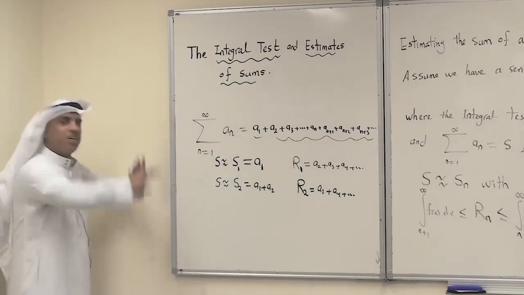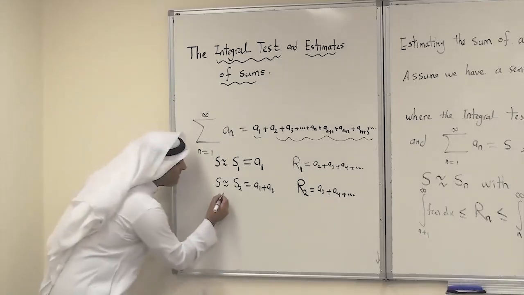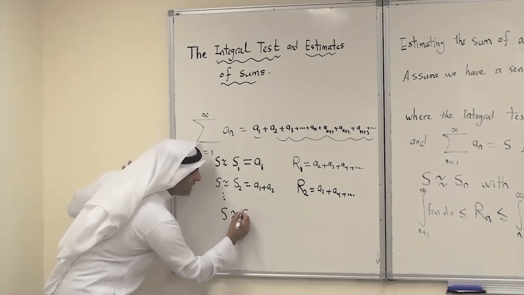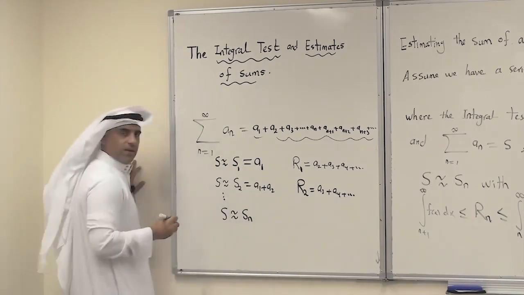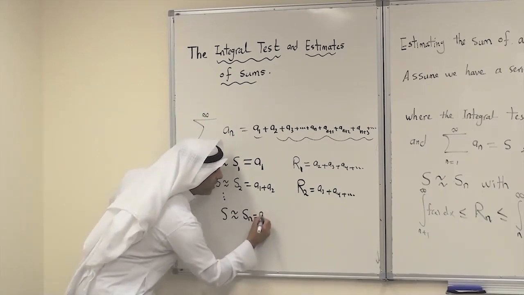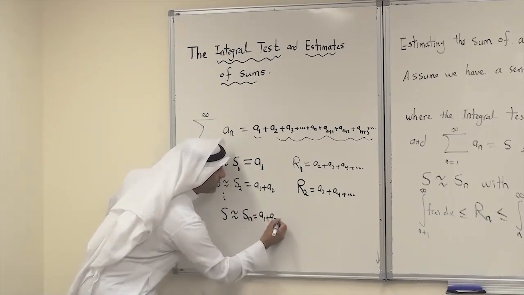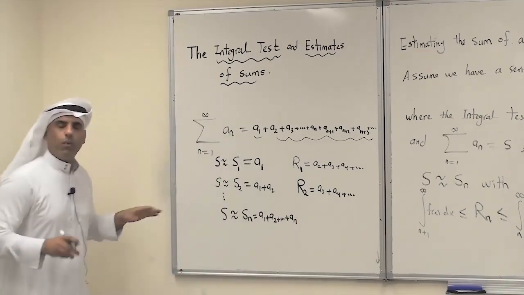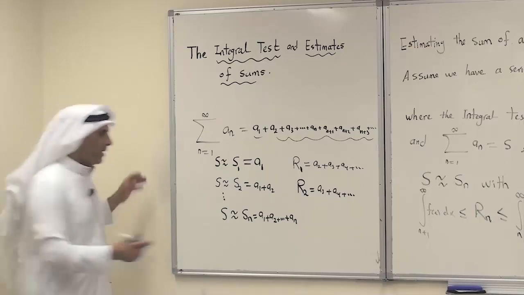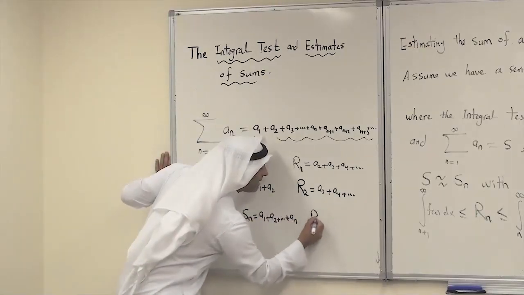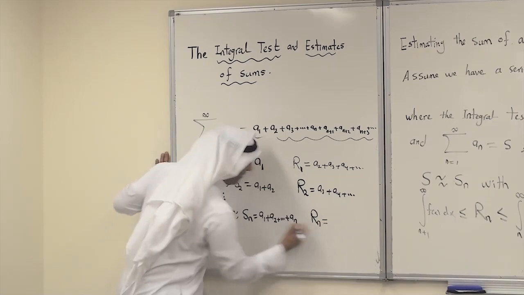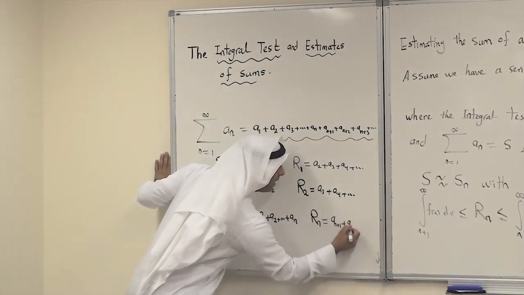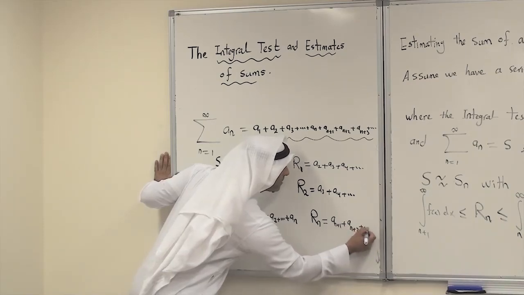In general, if you estimate S by taking only the first n elements, that is equal to A1 plus A2 plus until you reach An. You stop at An. What is the error involved here? The error involved will be called Rn, and Rn starts from the next term: A(n+1) plus A(n+2) plus etc.